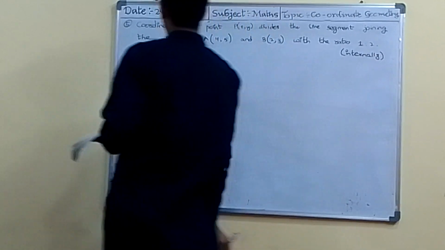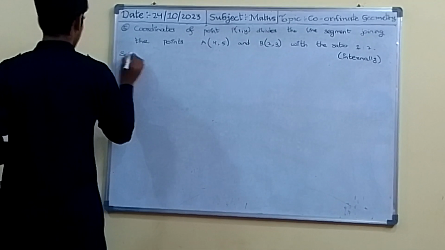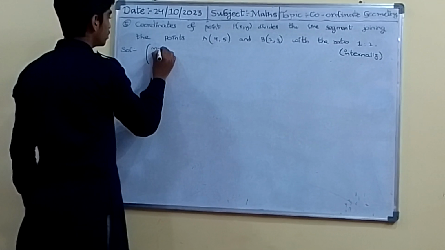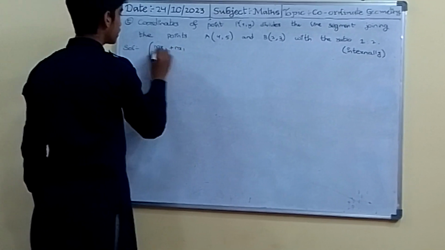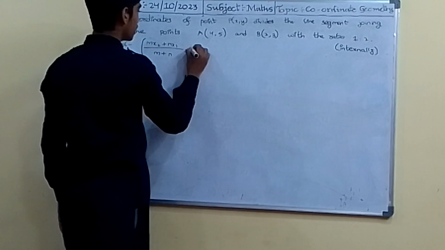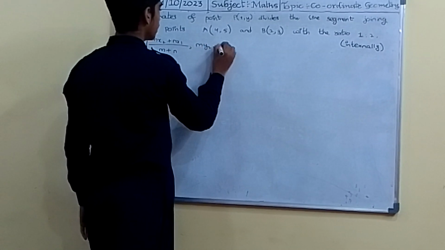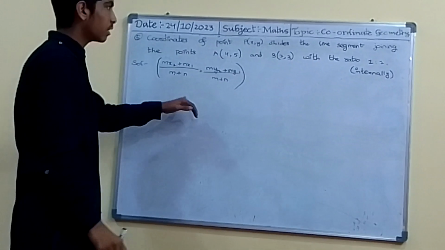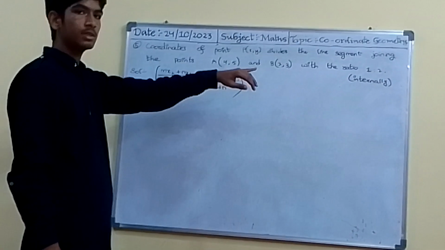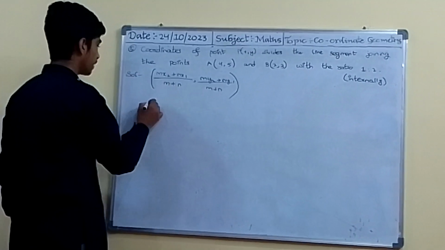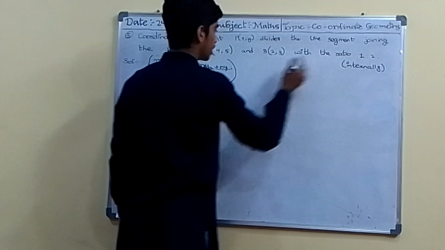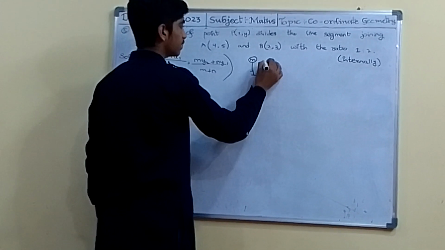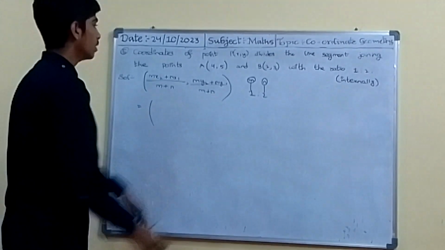So here we have a formula for the ratio, internally ratio. What is the formula? mx2 plus nx1 by m plus n, comma my2 plus ny1 by m plus n. So this is the formula for the points A and B with the ratio 1:2 or m:n. Here we have to find the value of m. What is m? Here the ratios are given as 1:2. So we have to take the first value as m and the second value as n. m:n means 1:2.